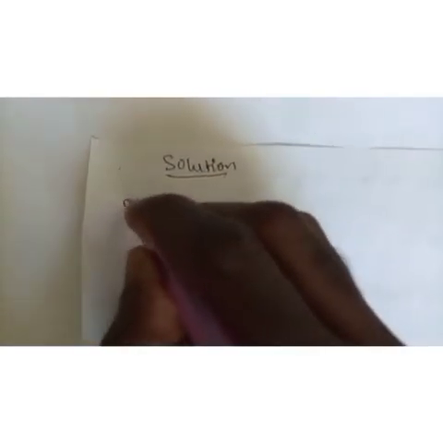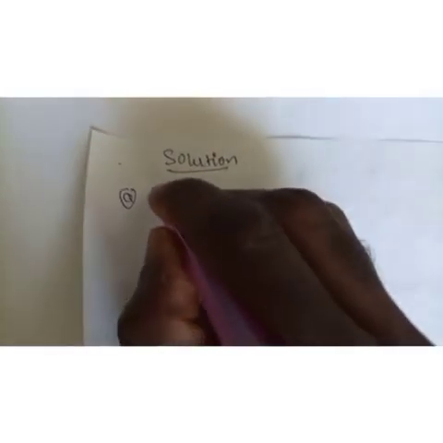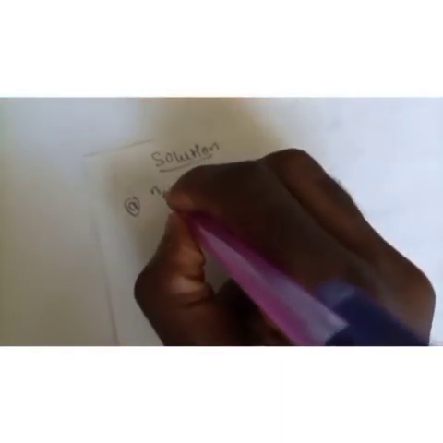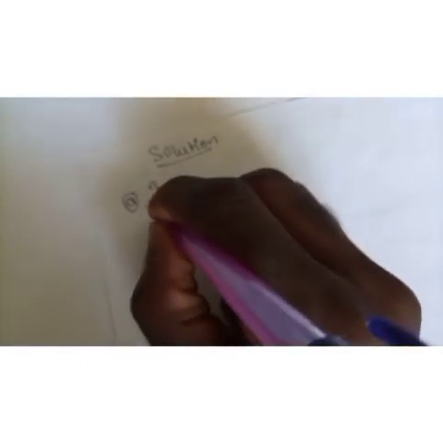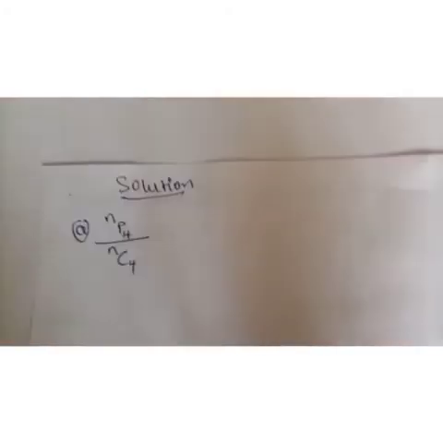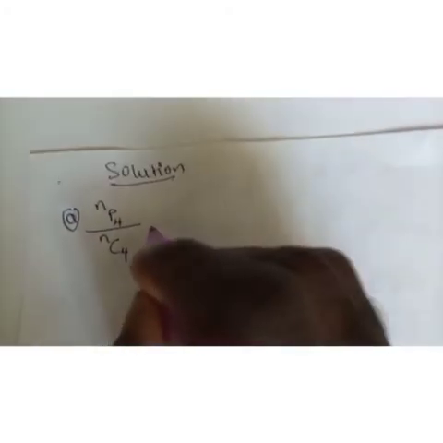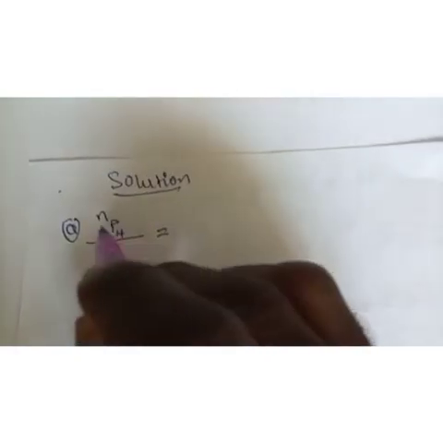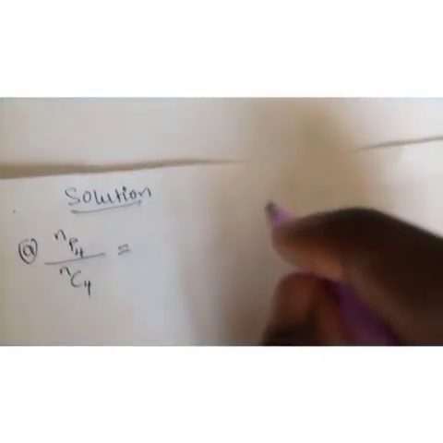And the A part says n permutation 4 over n combination 4. Wow, these are going to be very interesting. Just pay serious attention, we are solving. So here will be equals to n permutation 4.